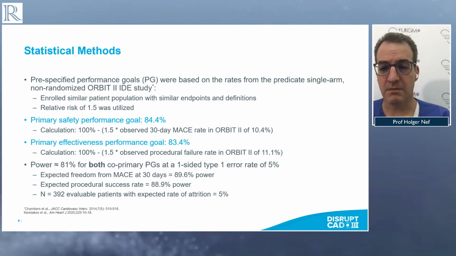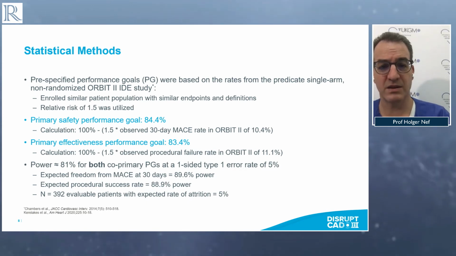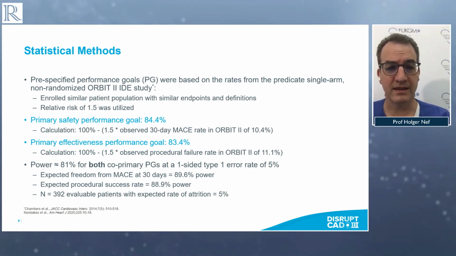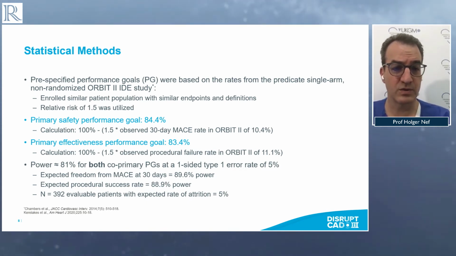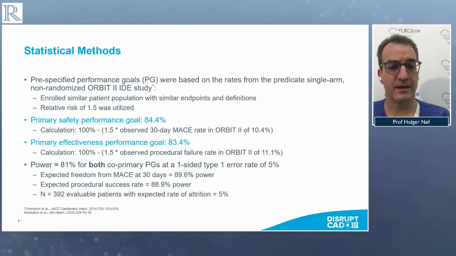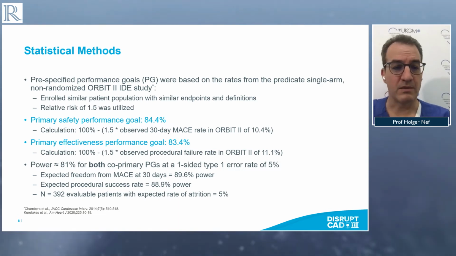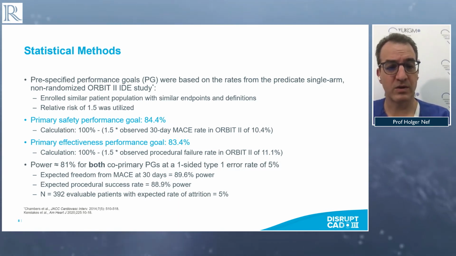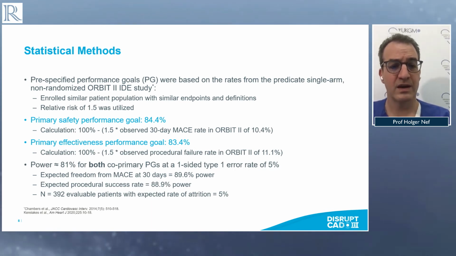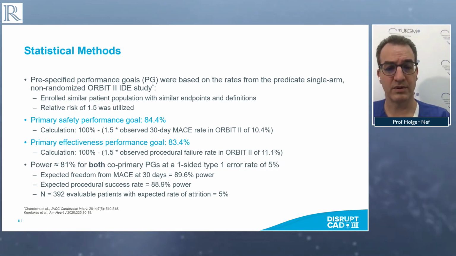Well, there were some pre-specified performance goals, and these were based on the rates from the Medicaid single-arm non-randomized Orbit 2 ID study. There was a primary safety performance goal of 84%, and this comes from the calculation of 100% minus 1.5 times the observed 30-day MACE rate in Orbit 2 of 10.4.